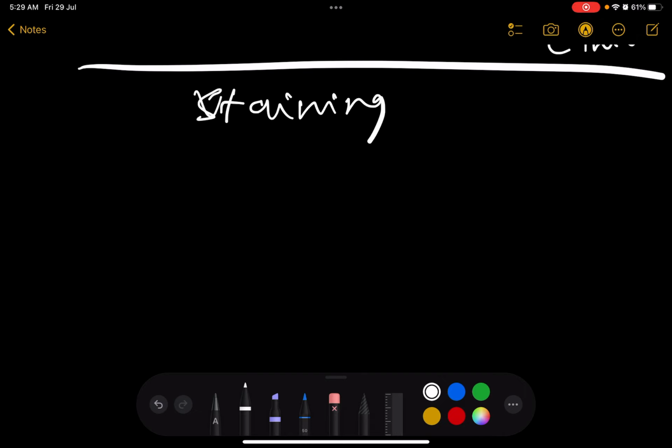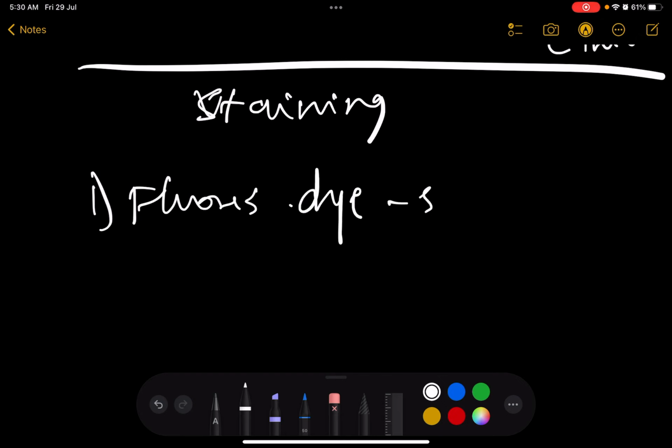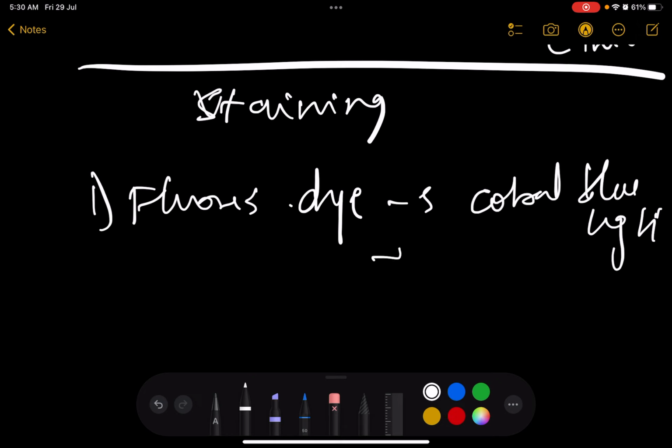Let's talk about certain stains. Let's say we use a fluorescent dye. So first let me talk about the fluorescent dye. You want to check this under cobalt blue light, and it's going to appear green, like in most of those movies where they show that when you use any UV light or a blue light, it appears green. Why would you use it? You would use it to detect a corneal ulcer.